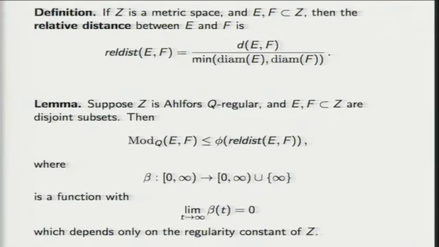So the distance above is the Hausdorff distance? No, just the minimal distance. So this should be a beta. All this says is that you're given two sets E and F. If they're far apart in this scale-invariant sense, then the modulus is small.